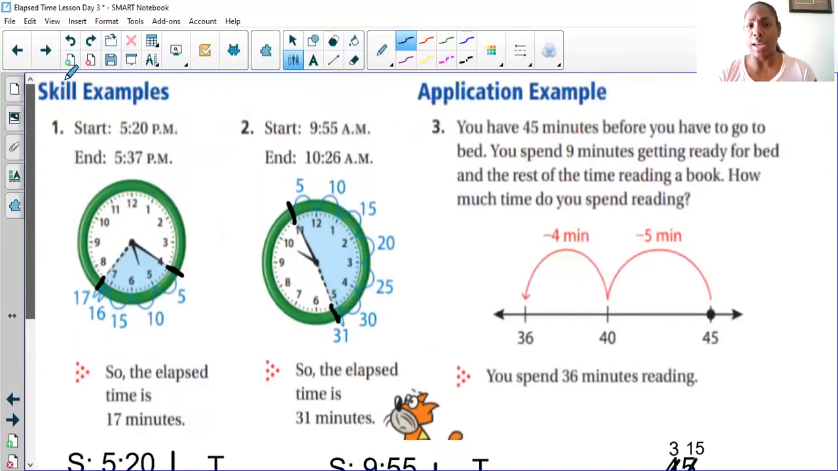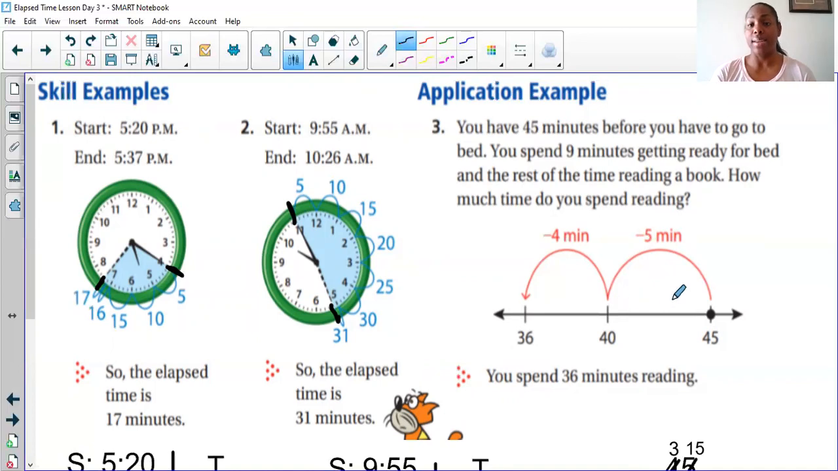Now let's take a look at the application example. So you have 45 minutes before you have to go to bed. You spend 9 minutes getting ready for bed and the rest of the time reading a book. How much time do you spend? So if we take a look right here, it's going backwards in time. So we know we have to go to bed in 45 minutes, but we want to start by knowing it's going to take me a certain amount of time to get ready before getting in bed.